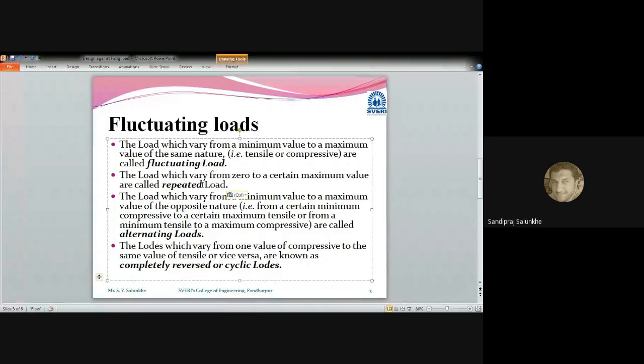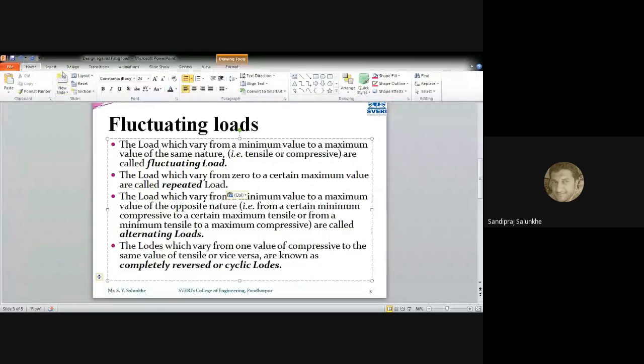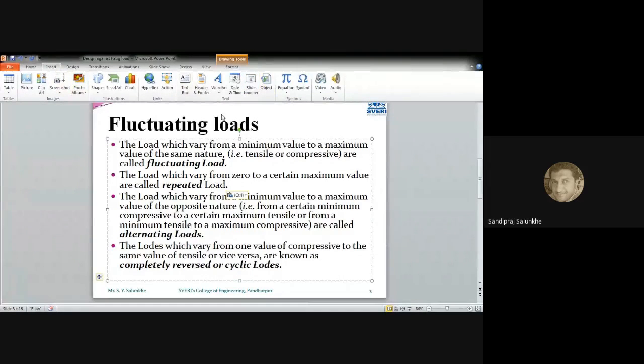But if that load is going to change gradually within a measurable span of time, then it is called a reverted load. But it will not go back and it will not change its direction. If it is tensile, it will remain tensile. If it is compressive, it will remain compressive only. Only it is going to go from zero to its maximum value. That type of load is called a reverted type of load.